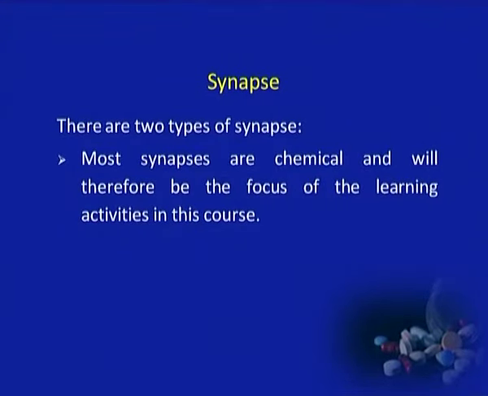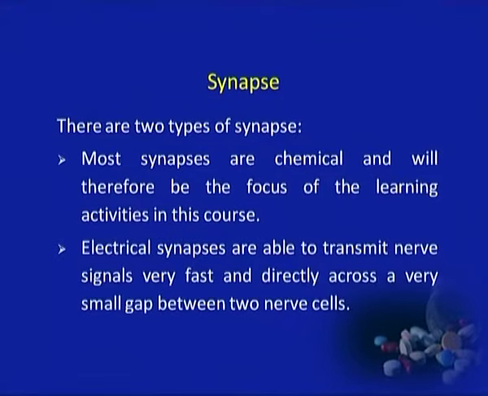First, most synapses are chemical and will therefore be the focus of the learning activities in this course. And second is the electrical synapse. These are able to transmit nerve signals very fast and directly across a very small gap between two nerve cells.